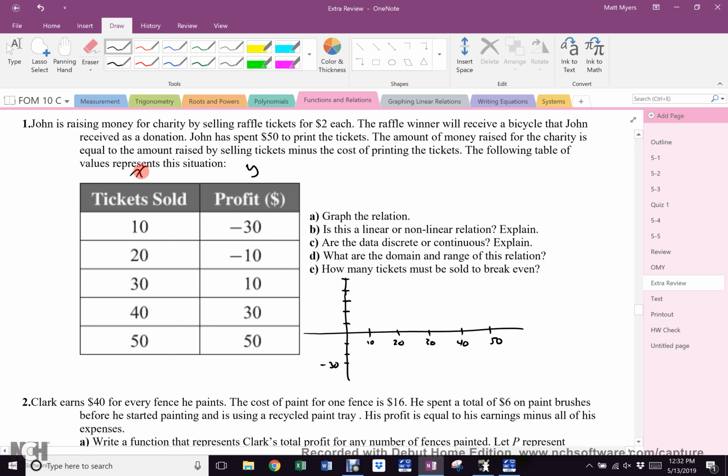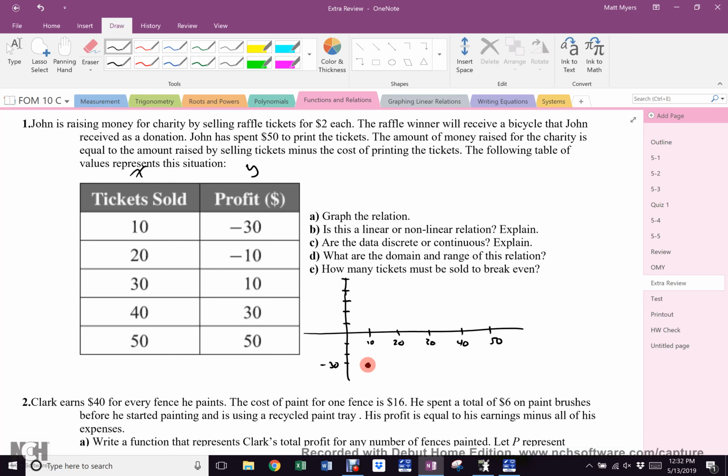I've already told you tickets are on the X. Why are tickets the independent variable? Ryland. Right. You don't make profit if you don't sell tickets. So if I sell no tickets, or if I only sell 10 tickets, I'm down here at negative 30. How, if I'm selling tickets, have I lost money? You got to pay to put the performance on, right? You got to pay to print the tickets. You got to pay to blah, blah, blah, blah, blah.